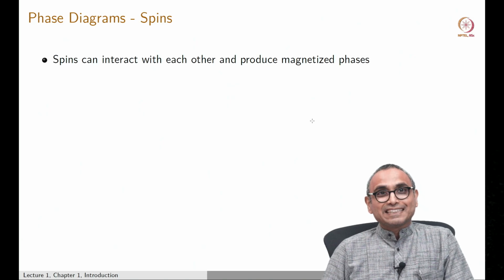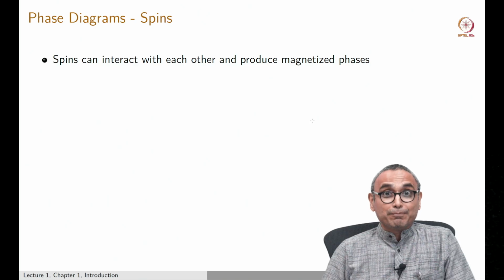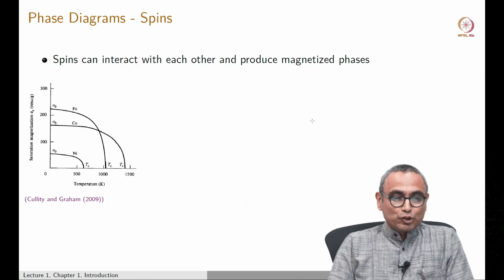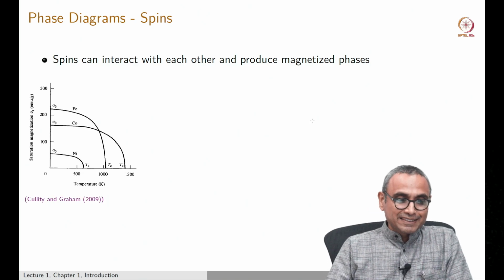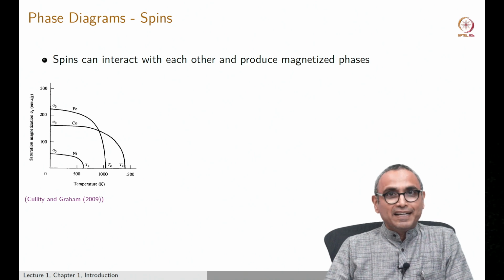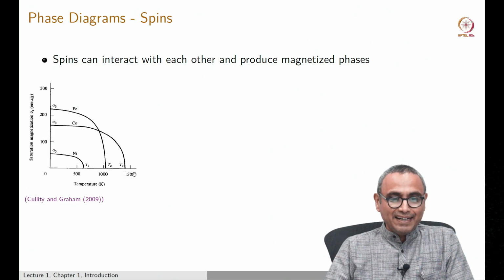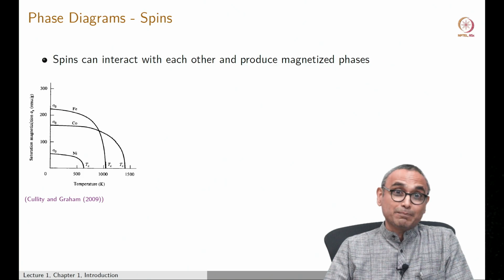So these phases are typically characterized by some kind of magnetization. What I am showing you here are the very classic examples of metallic ferromagnets. You can take any metal like iron, cobalt or nickel, and as you cool them down below some critical temperature, they develop a spontaneous magnetization.